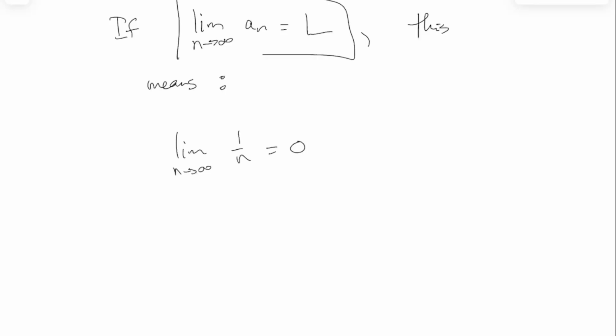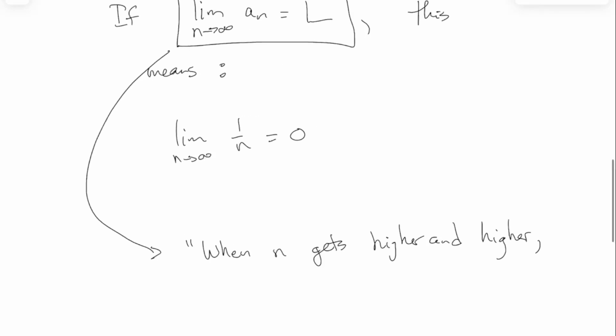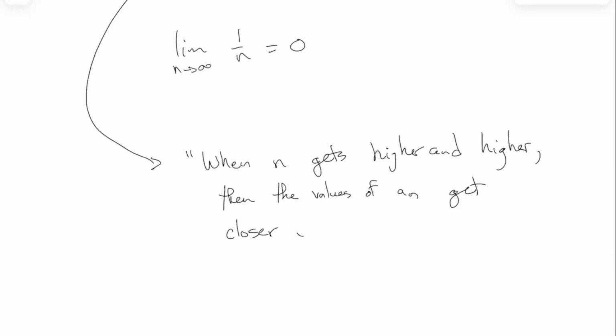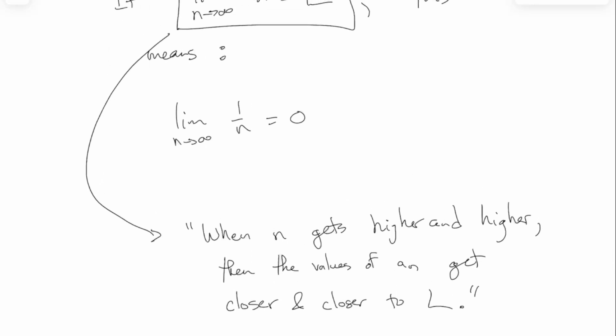So this right here means something like, when n gets higher and higher, is this an accurate depiction of what you said? I think so. When n gets higher and higher, then the values of a_n get closer and closer to L. I think that's more or less what she said. When n gets higher and higher, the values of a_n get closer and closer to L.